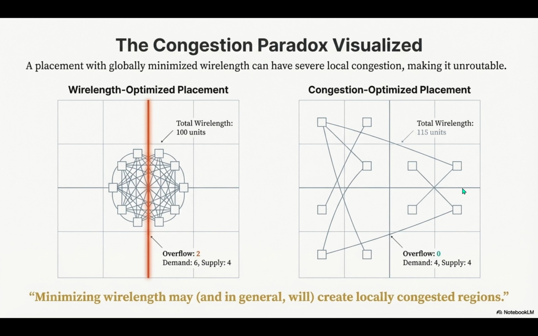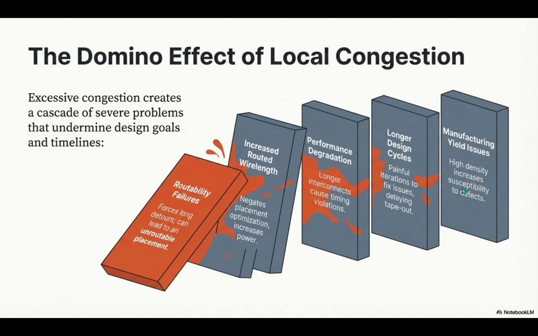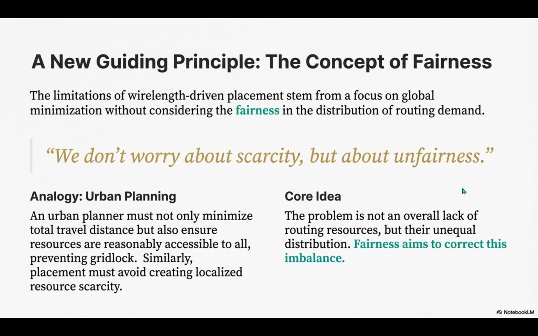They're particularly sensitive. So this overwhelming problem where a global optimization actually destroys local quality, it demanded a totally different way of thinking. A new approach, yeah. The core limitation was ignoring the distribution of resources. And that brings us to this fascinating moment where VLSI engineers had to borrow a concept from a completely different field. They borrowed the concept of fairness.